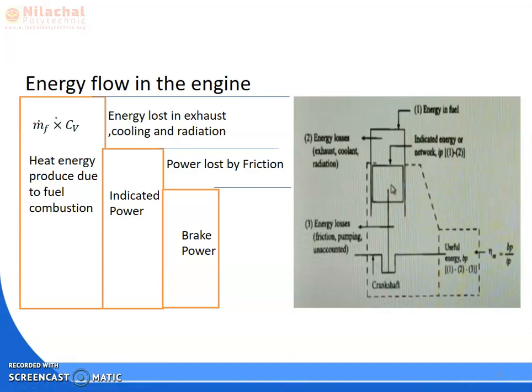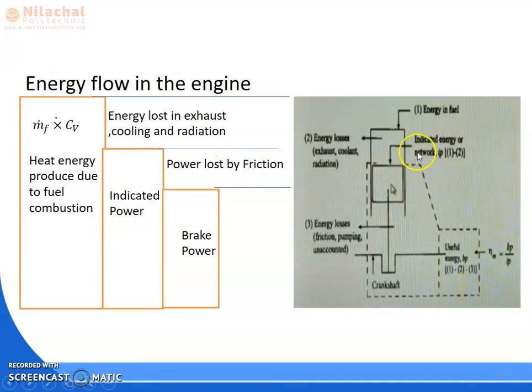So when heat is produced, to cool the engine, it may be an air-cooled engine or a water-cooled engine, using the coolant. The coolant will take some heat, and because of radiation, some of the heat will be lost. After losing all this in cooling and radiation heat, the amount of heat which is converted to work is the indicated rate of work.